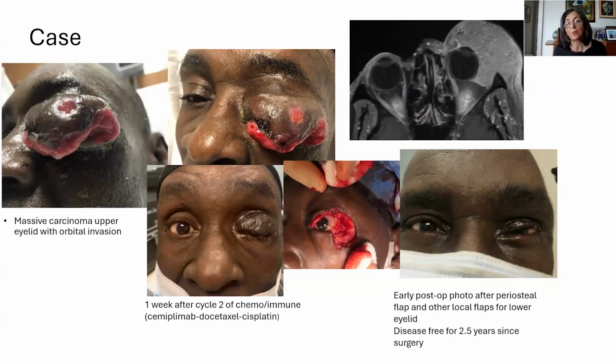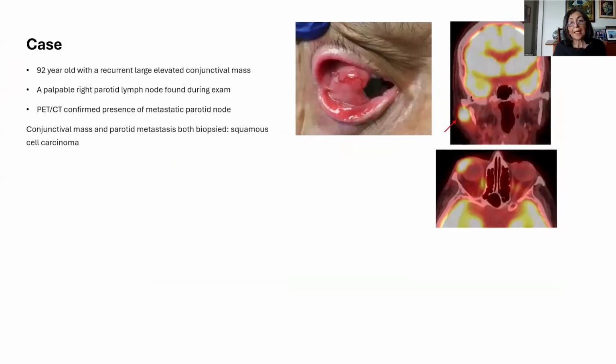These drugs, I hope, will become available throughout the world. They are in much of the developed nations, but they are expensive. So gaining access in developing countries is still a challenge. These drugs can also be effective for conjunctival squamous cell carcinomas that are either locally advanced or metastatic.